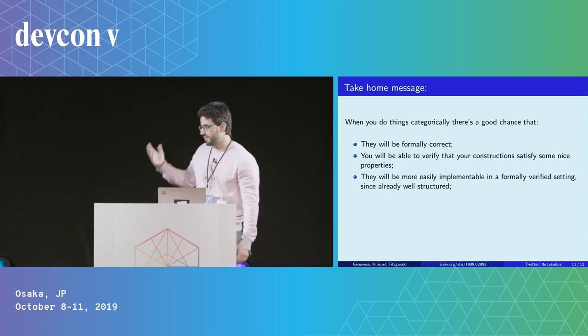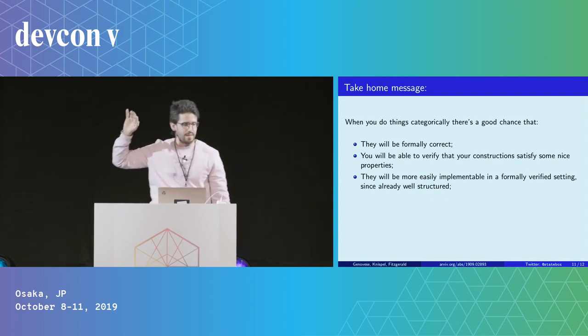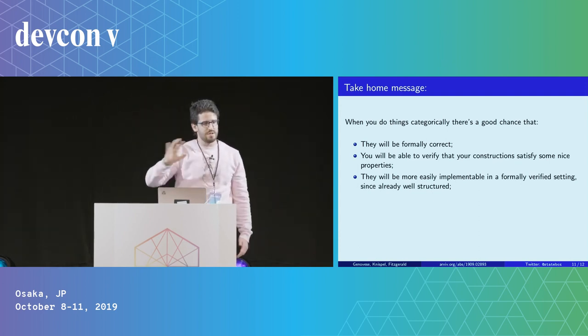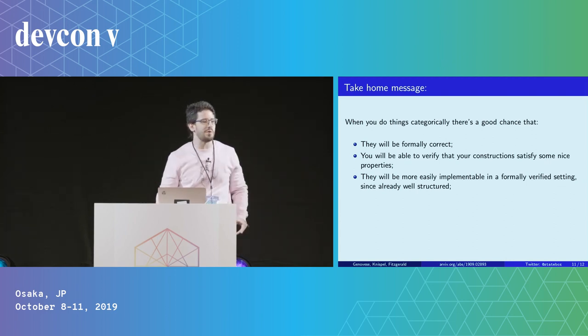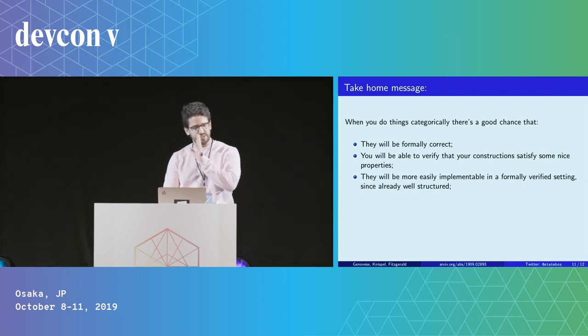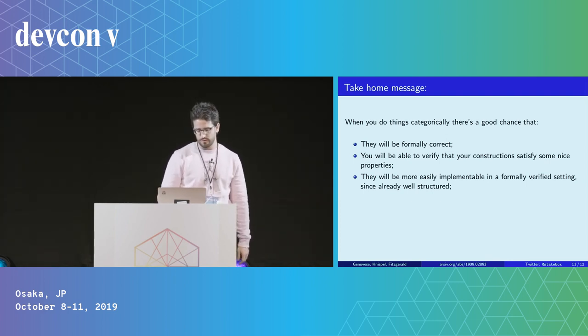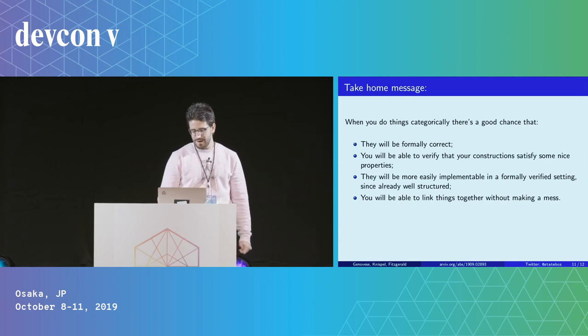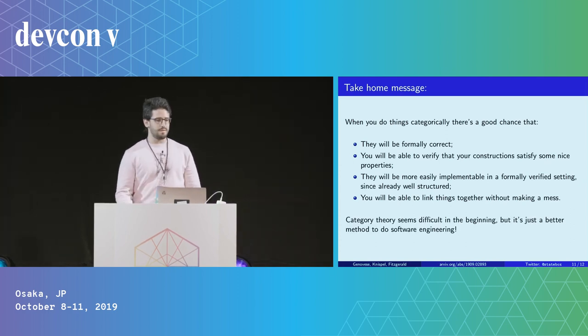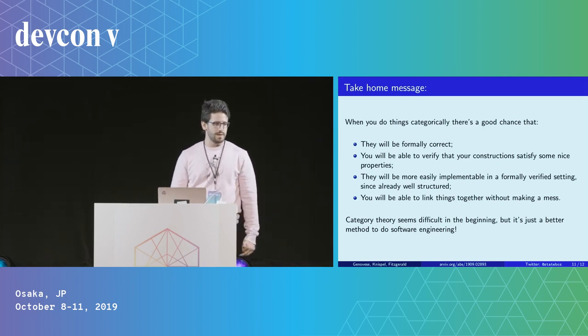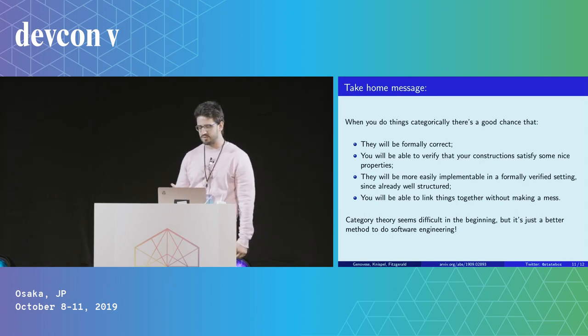And then you just have to translate the theory we developed to the Idris library. "Just" is between quotes, obviously, because it's not easy, but it's a very conceptually straight path to get to formal verification. And in the end, you will be able to link things together without making a mess. So that's basically it. Category theory is difficult in the beginning, especially if you don't know it, but it pays off big time as your system becomes more complicated.